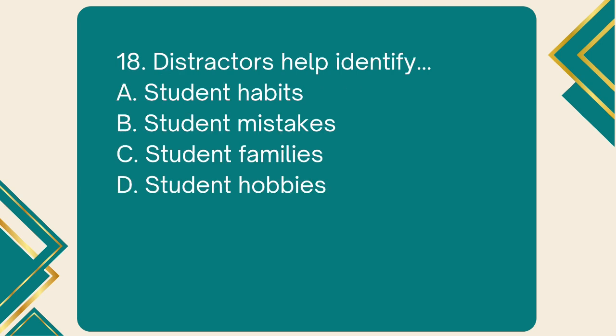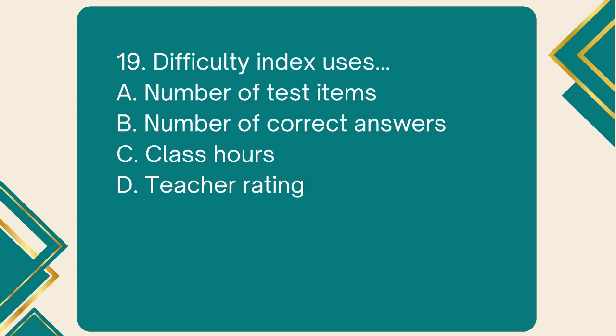Number 18, distractors help identify A, students' habits; B, students' mistakes; C, students' family; D, students' hobbies. And the correct answer is letter B, students' mistakes. They show common errors. Number 19, difficulty index uses A, number of test items; B, number of correct answers; C, class hours; and D, teacher's rating. And the correct answer is letter B, the number of correct answers.